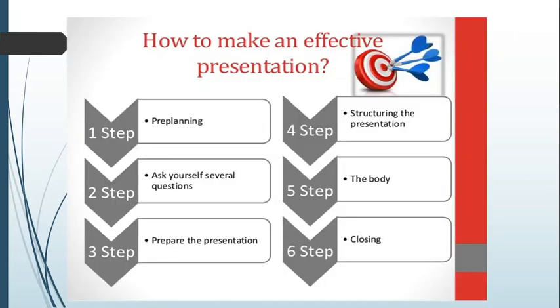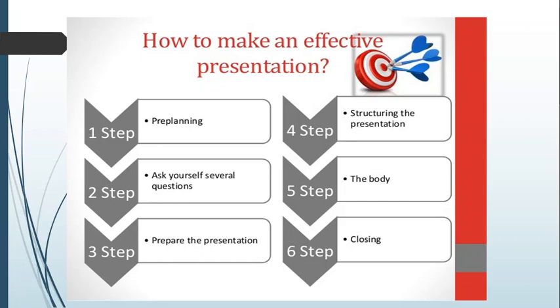How to make an effective presentation? There are 6 steps. First thing is pre-planning. If you are doing a group presentation, sit with your group members, do some brainstorming session. The second step is ask yourself several questions. Why are you doing this presentation? What is the objective of your presentation? Likewise, discuss with your friends.